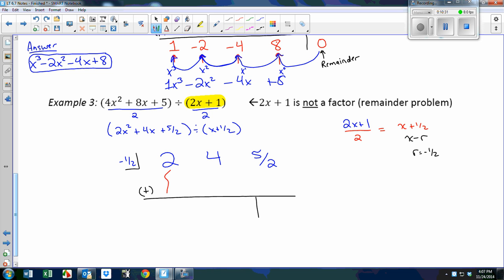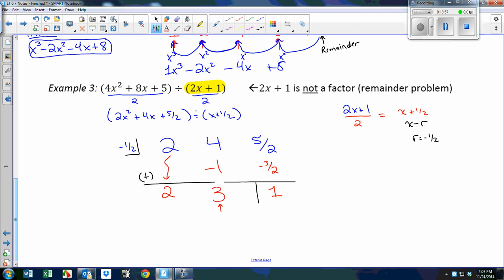Bring the 2 down. Negative 1/2 times 2 is negative 2. Add the 4 plus the negative 2. Wait a minute. Negative 1/2 times 2 is not negative 2. It's negative 1. Sorry about that. Add the 4 and the negative 1 and you get 3. Multiply your answer 3 times negative 1/2, the r value, and you get negative 3 over 2. When you add them, you get 1.